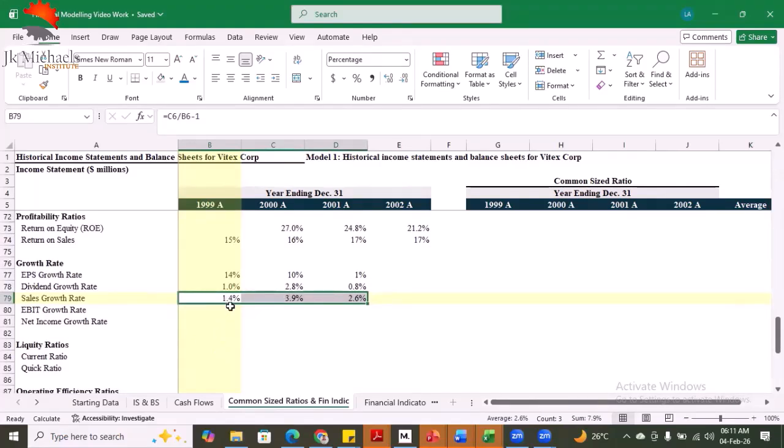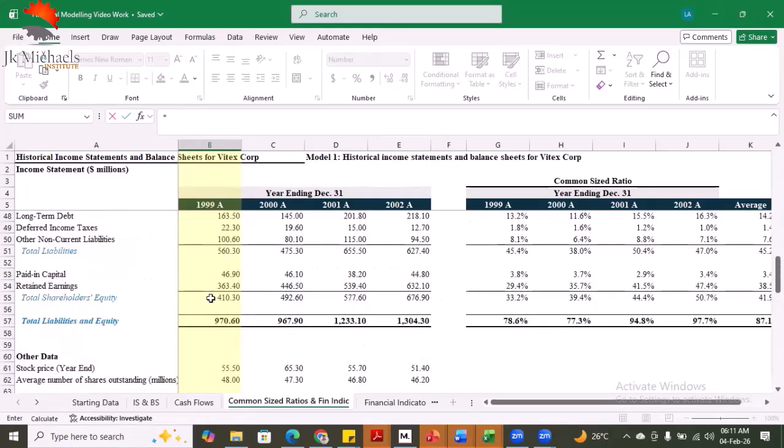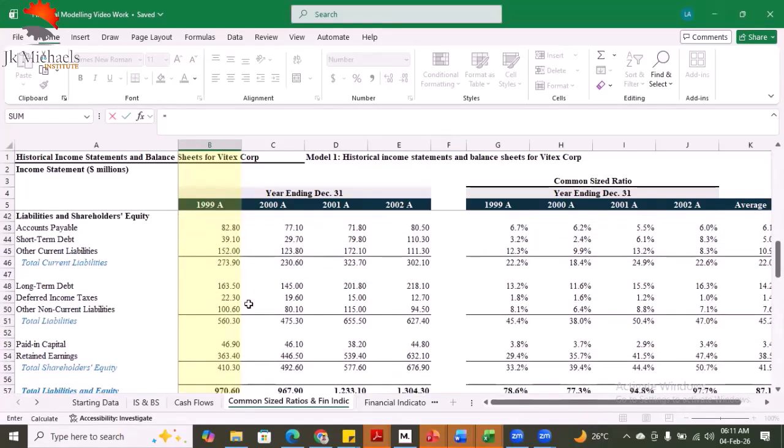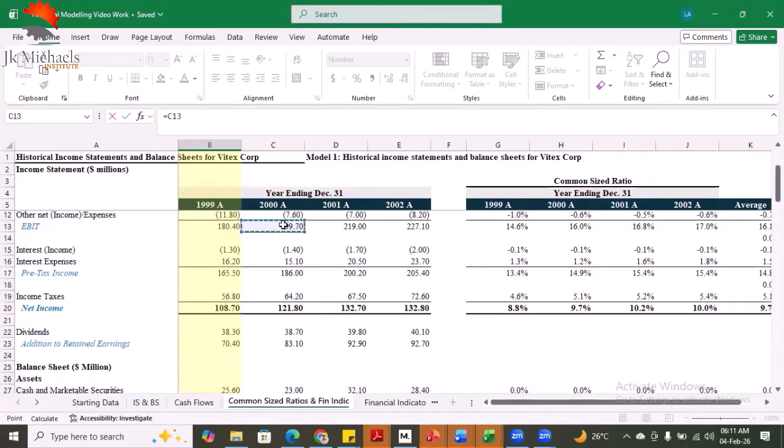So the company grows on an average of, let's say, we can create an average for this, but so far we can see that the growth rate was 1.4 and then 3.9 and then 2.6, with the year 2000 recording the greatest growth rate. And then we have EBIT growth rate, right, which will be the next period in EBIT compared against the previous period. So let's look at that. Earnings before interest and taxation, EBIT, the next period divided by the previous period minus 1.